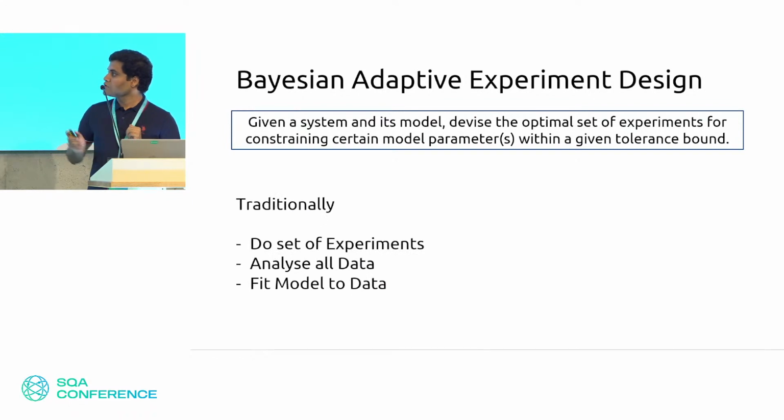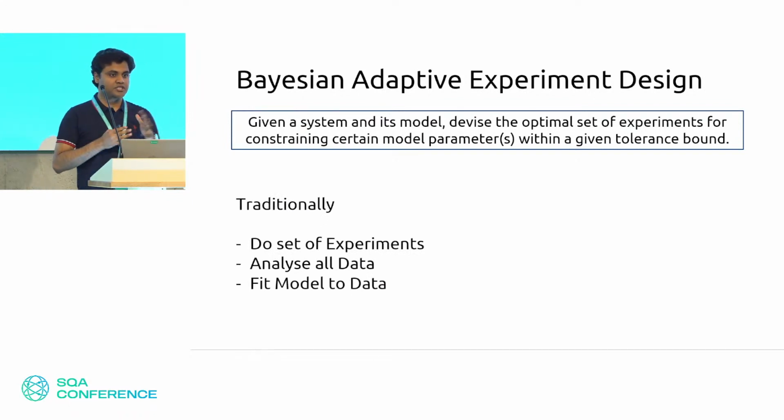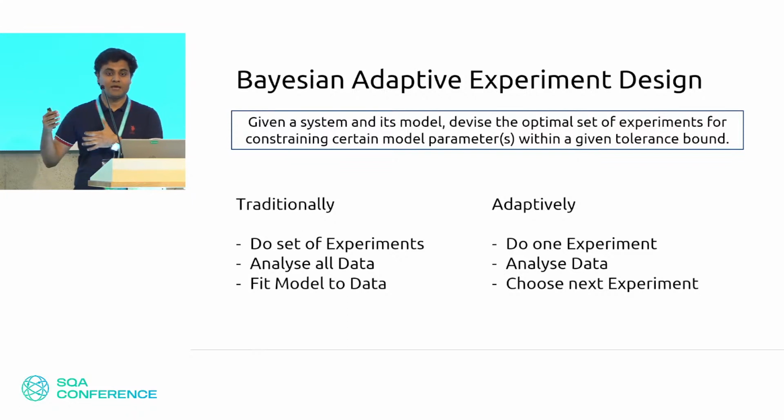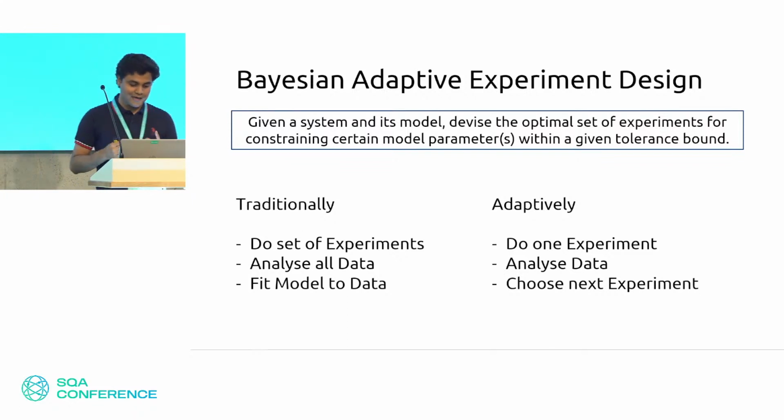And how would you go about doing this traditionally? Traditionally, you would do a set of experiments, analyze the data, and fit the model to the data to reduce some error bounds, maybe some sigma or some Gaussian. How do you do it adaptively? In adaptive design, we want to use the data to direct what next steps we should take. So here, you do one experiment, analyze the data, and choose the next experiment. This sounds like a slow process, and I'll go over which parts of this can be slow and which parts are not slow.